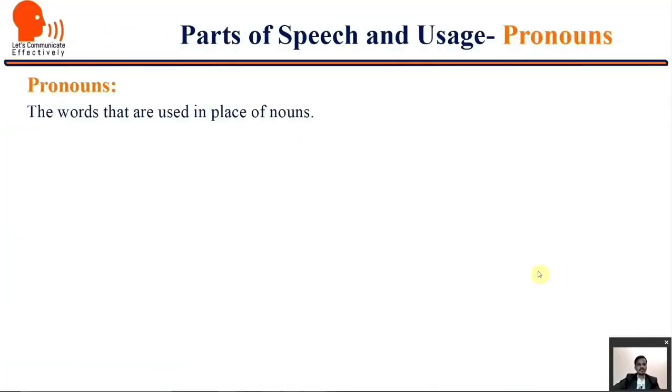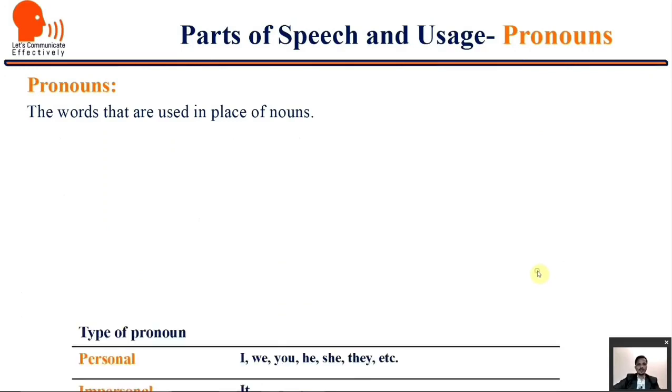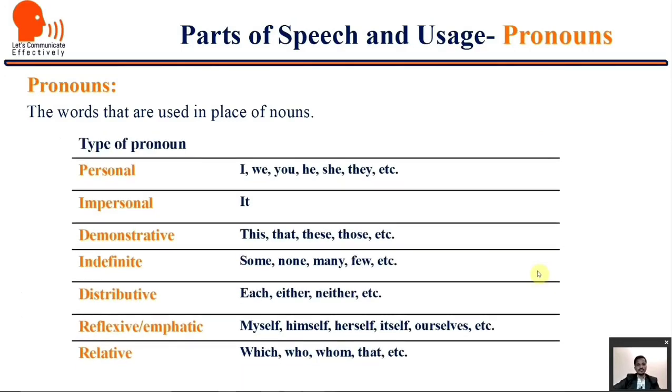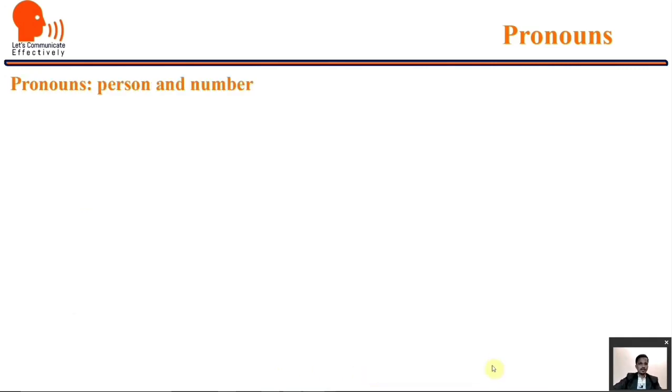Pronouns. The words that are used in place of nouns are known as pronouns. They are divided into these types: personal: I, we, you, he, she, they; impersonal: it; demonstrative: this, that, these, those; indefinite: some, none, many, few, etc.; distributive: each, either, neither, etc.; reflexive: myself, himself, herself, itself, ourselves; and relative: which, who, whom, that, etc.